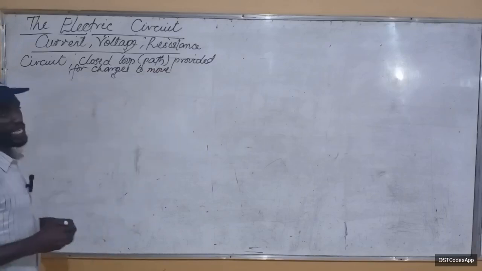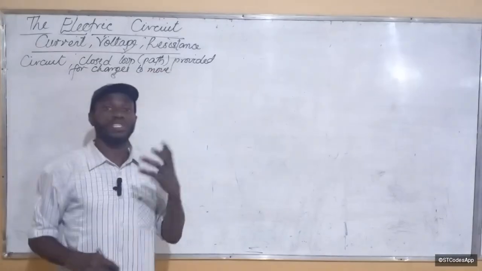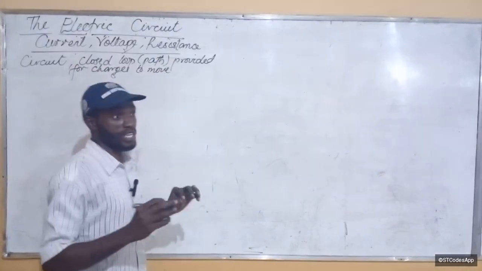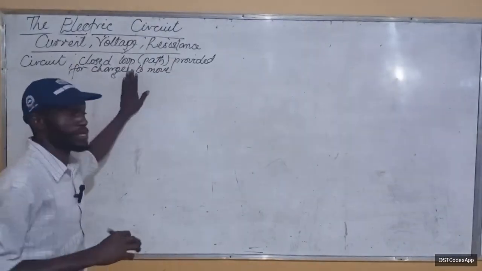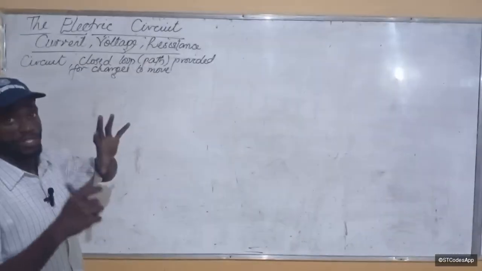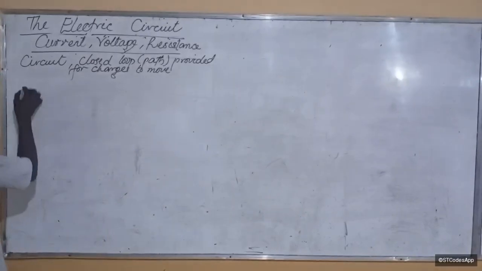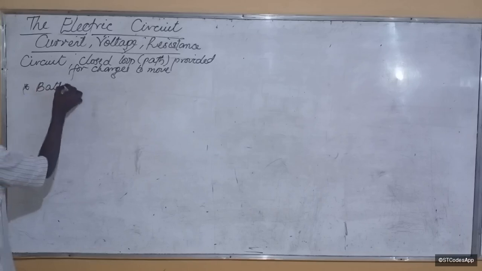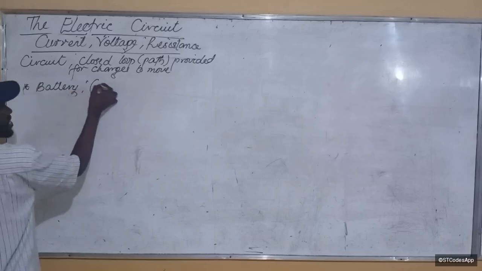Okay, now there are different types of circuits. Before we talk about that, let's first talk about the components of a circuit. What are the things that make up a circuit? So we have the voltage source, which is the battery. The battery is the one that supplies energy.